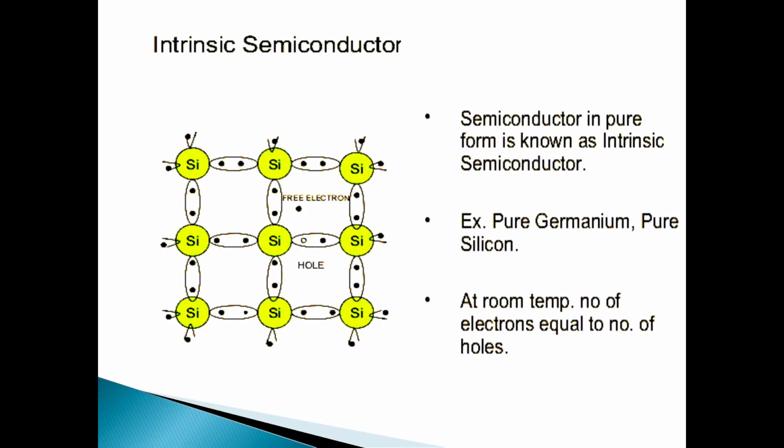The intrinsic semiconductor is a pure form of semiconductor which is made up of pure silicon and germanium. At room temperature, we know that there is no free electron or free hole, that is, the number of electrons is equal to the number of holes.